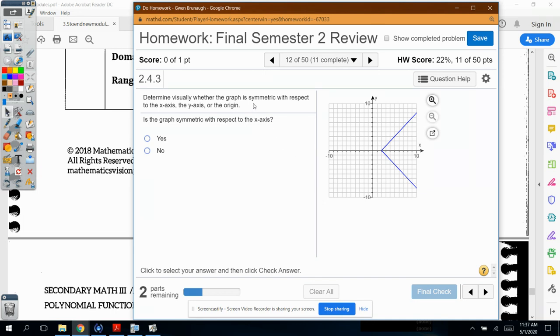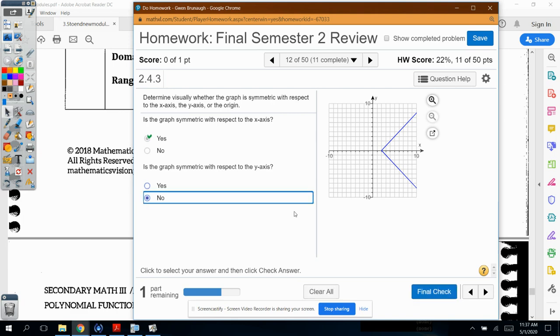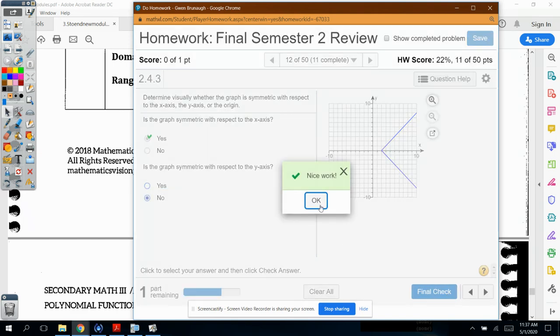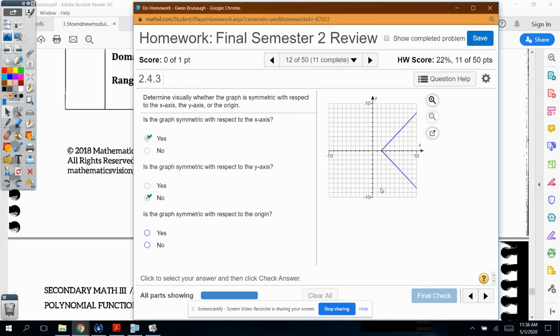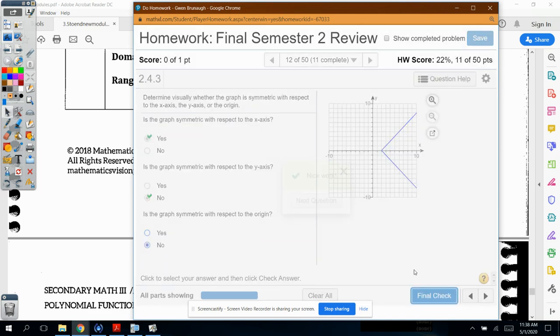Okay, what is this symmetric to? Look, if you fold over the x-axis, it is symmetric. Is it symmetric over the y? Can you fold it over the y? That is no. And how about the origin? No rotational symmetry here. That is a no.